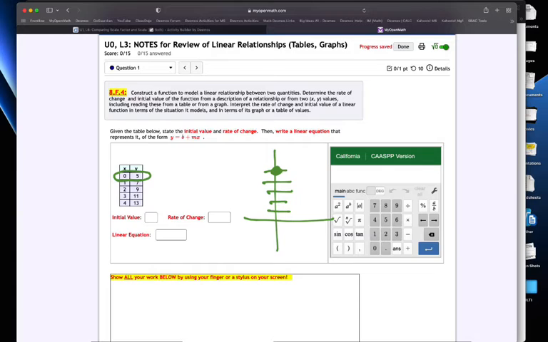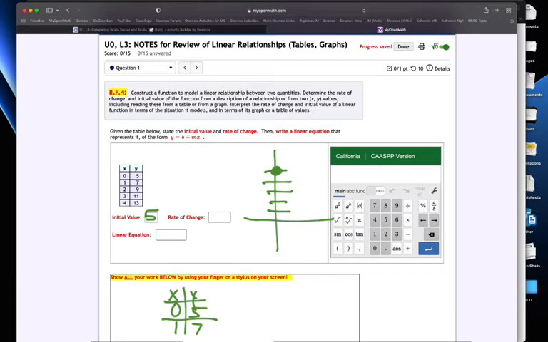So what we are inputting for the initial value is not that entire ordered pair, but just the y value. So that would be 5. Now, the rate of change is the ratio comparing the change in y to the change in x. So if we just start the table down here, we don't have to write the whole table, but we'll write the first few ordered pairs.